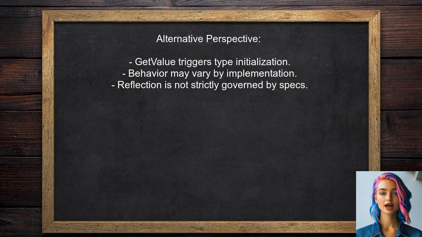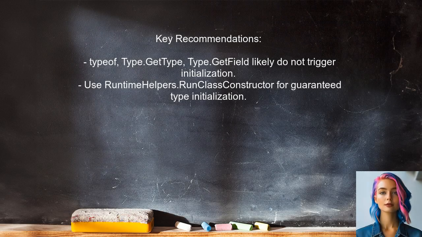This user provides an alternative perspective on reflection methods like GetField and GetValue. They note that GetValue does trigger type initialization, but this behavior can vary based on implementation. They emphasize that reflection is not strictly governed by specifications, which means results may not be consistent across different scenarios. They also mention that methods like Type.GetType and Type.GetField likely do not trigger type initialization. To ensure type initialization occurs, they recommend using the RuntimeHelpers.RunClassConstructor method, which guarantees invocation.